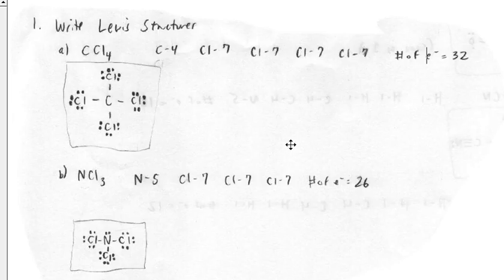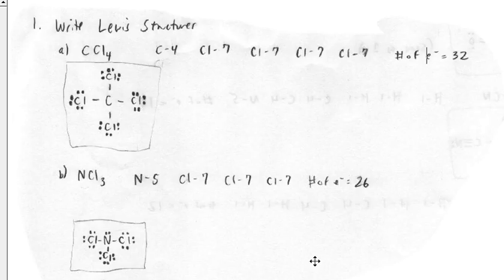Place the least electronegative element in the center. That would be carbon. Usually it's also the thing that's written first in the chemical formula. And then place the chlorines around it. Originally I started with just single bonds in there, and then I populated the rest of these chlorines with these dots to give them full octets.